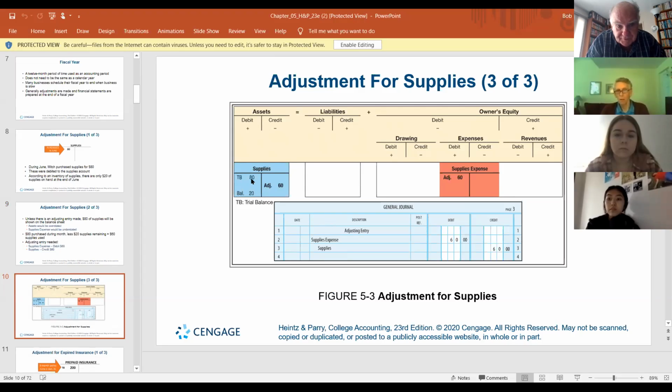Look at our T accounts. 80 was on the trial balance, but that was wrong. It was wrong because we had used 60. That gets our balance down to 20.